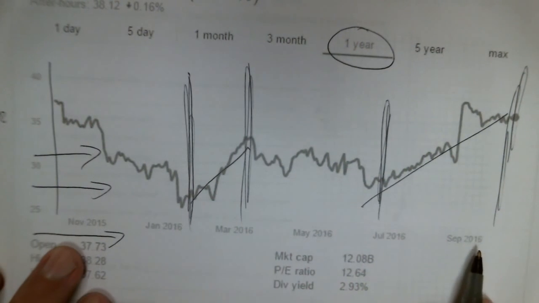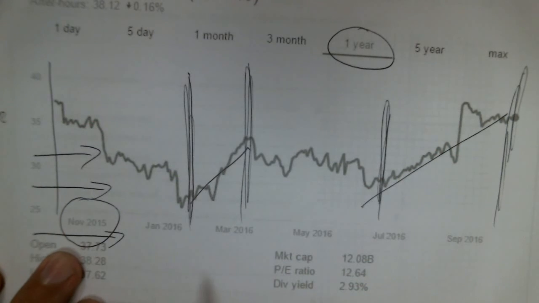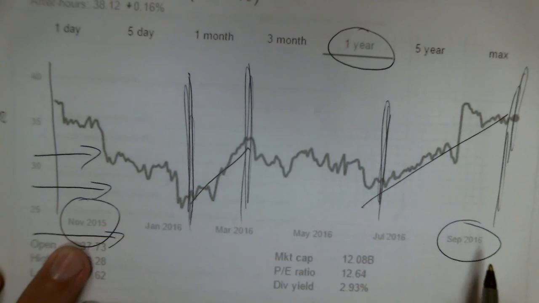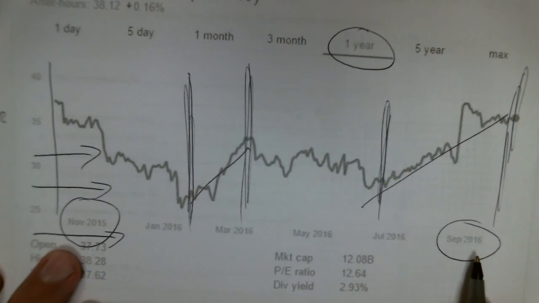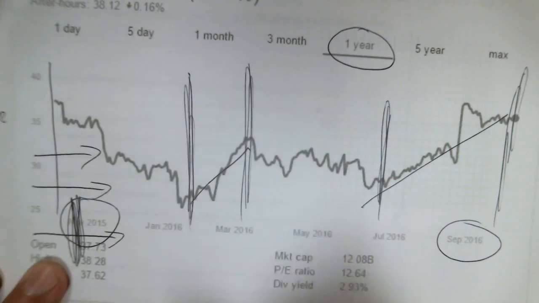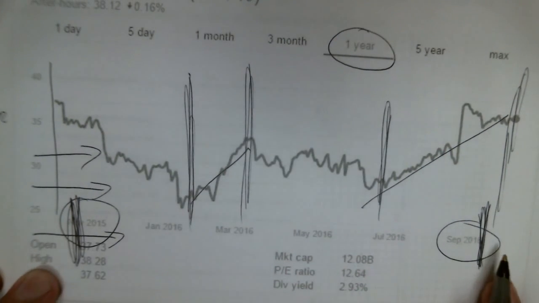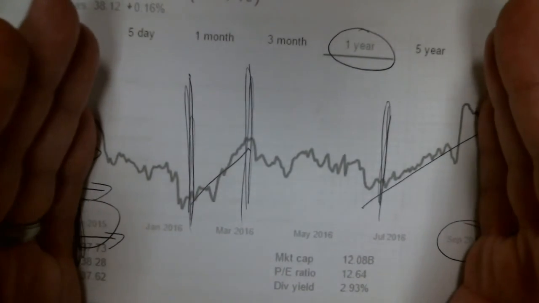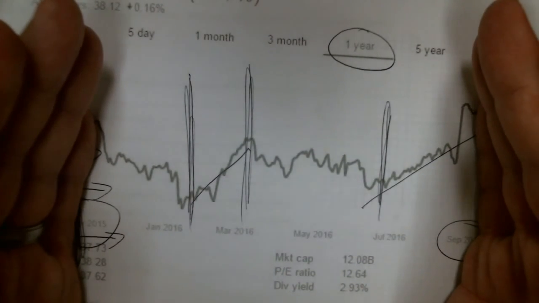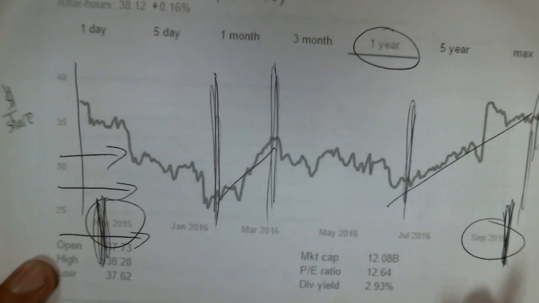If I say, what is the domain for this 1 year chart, I would say, well, my x values are from November of 2015 to September of 2016. That's my domain. These are all of my x values. I'm going from here, from November, to here, to September. That is my window of values on my x-axis, which in this case is time. It's months, okay?